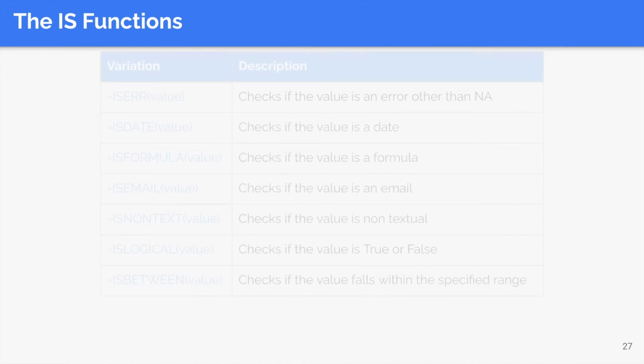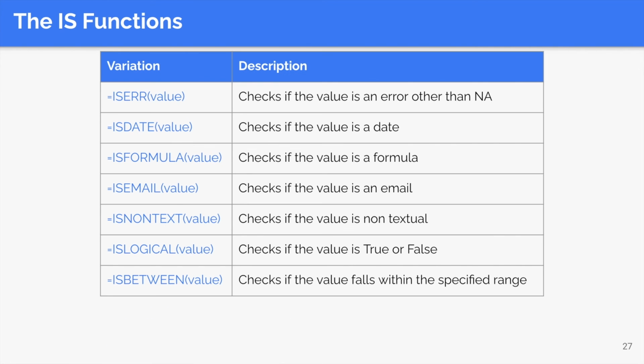ISERR checks if the value is an error other than NA. ISDATE checks if the value is a date. ISFORMULA checks if the value is a formula. ISEMAIL checks if the value is an email. ISNONTEXT checks if the value is non-textual. ISLOGICAL checks if the value is true or false. ISBETWEEN checks if the value falls within the specified range.